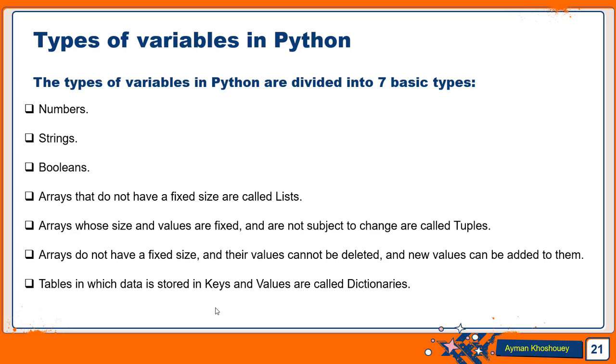The types of variables in Python are divided into basic types: numbers, strings, booleans, arrays that don't have a fixed size are called lists, arrays whose size and values are fixed and are not subject to change are called tuples, arrays don't have a fixed size and their values can't be deleted but new values can be added to them, and tables in which data is stored in keys and values are called dictionaries.